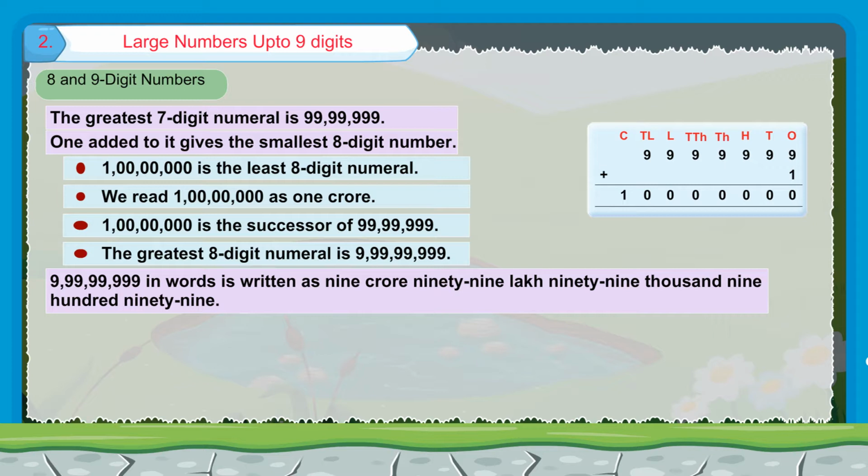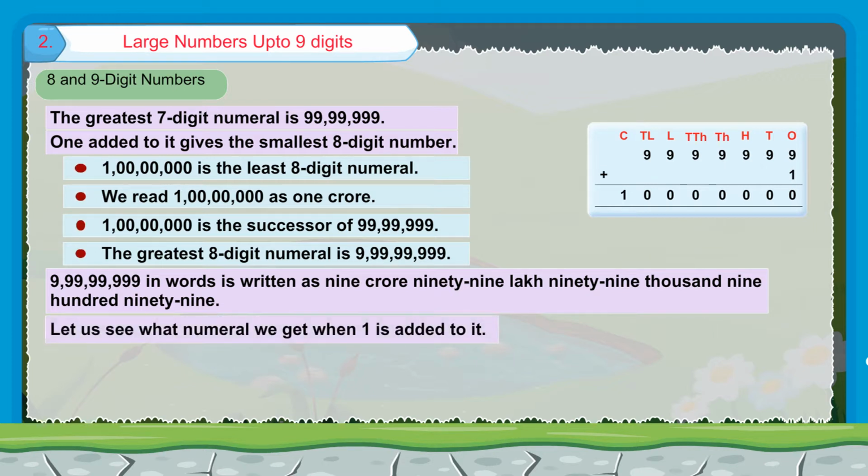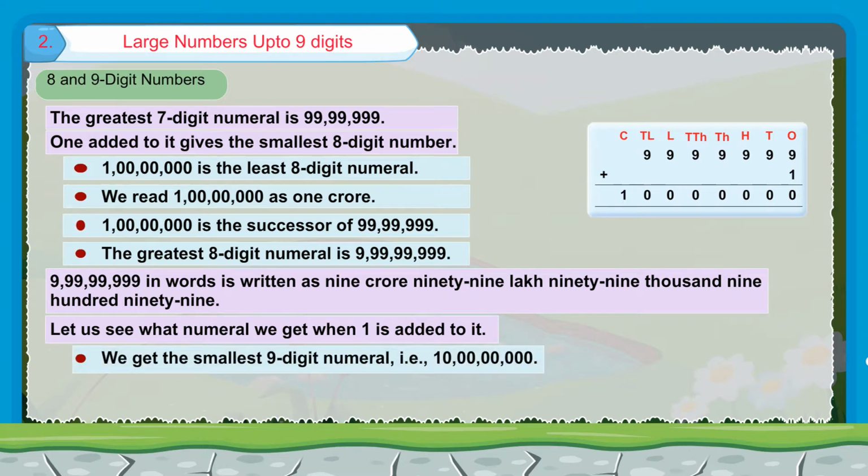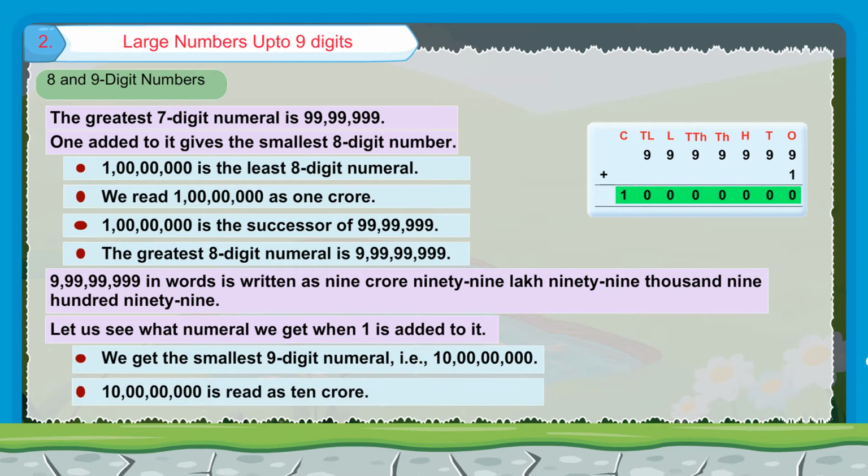The greatest 8-digit numeral is 9,99,99,999. 9,99,99,999 in words is written as follows. Let us see what numeral we get when 1 is added to it. We get the smallest 9-digit numeral, that is 10 crore. 10,00,00,000 is read as 10 crore.